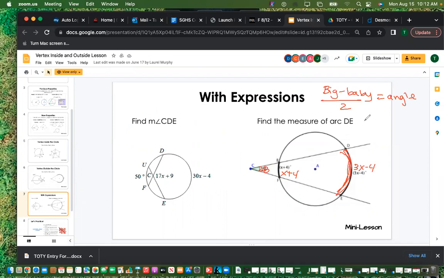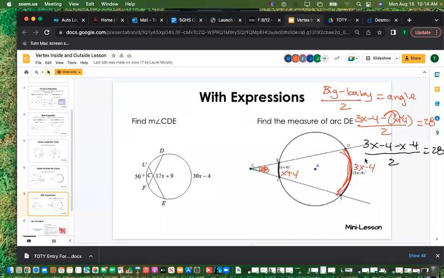Okay, so I'm going to set that up for you, and then I'm going to give you a second to solve it. So that's going to be 3x minus 4 minus x plus 4, divided by 2 equals 28. Notice how I put this in parentheses. So that means that I'm going to distribute that negative. So this will become 3x minus 4 minus x minus 4 over 2 equals 28. I want you to take a moment. I want you to solve for x and plug it back in. Tell me what DE is. Take a second. Try that one on your own.